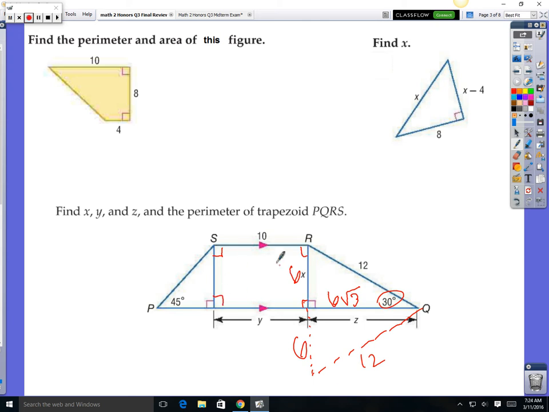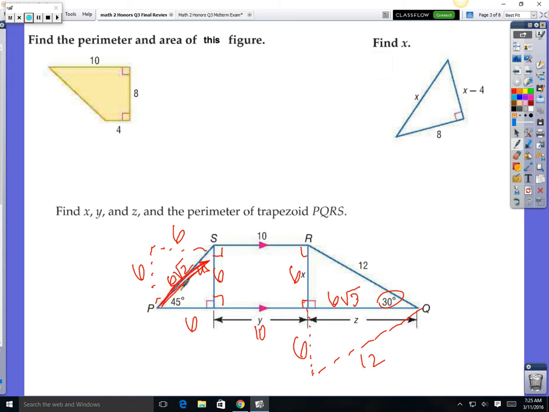So that means if it's a rectangle, if the top is 10, the bottom will be 10. If the height is 6, this height will be 6. Okay, now since it's a 45, 45, that's a square. So that's 6, that's 6, that's 6, that's 6. And the diagonal, the pattern for a square is 6 times the square root of 2. Okay, so here we go.